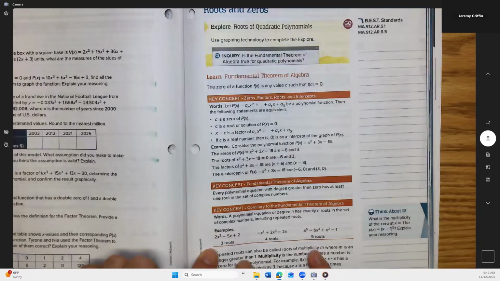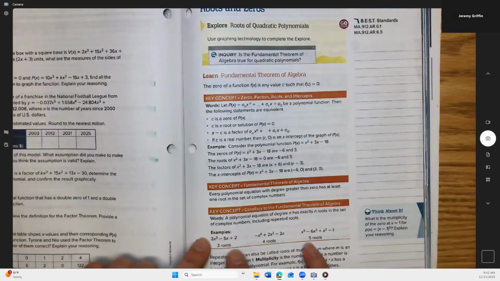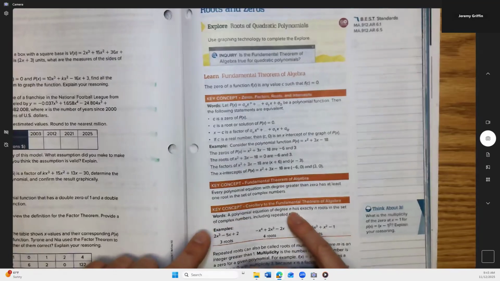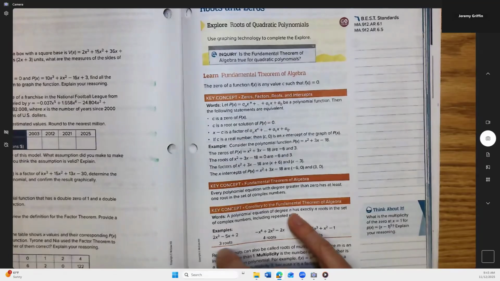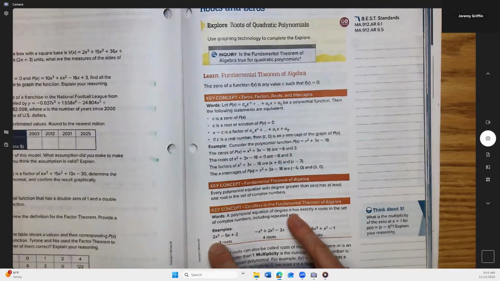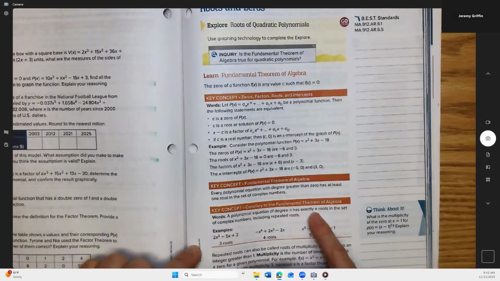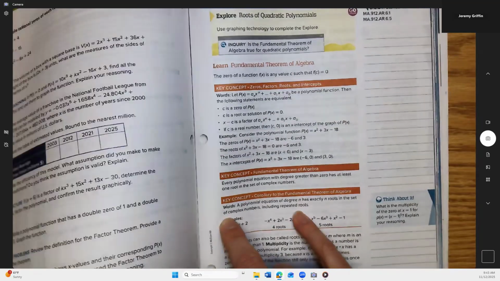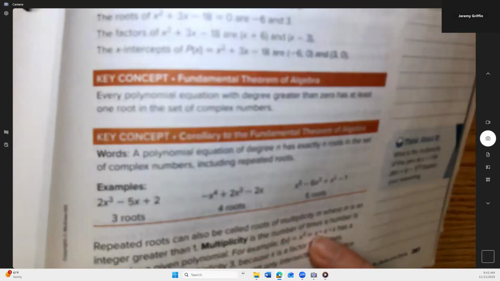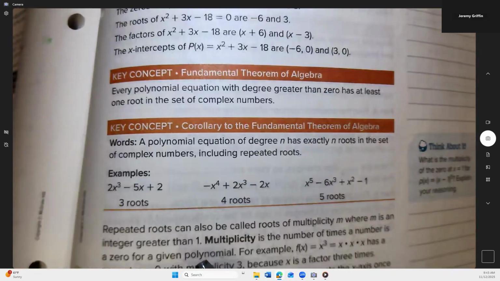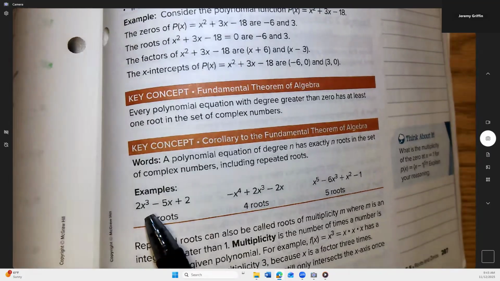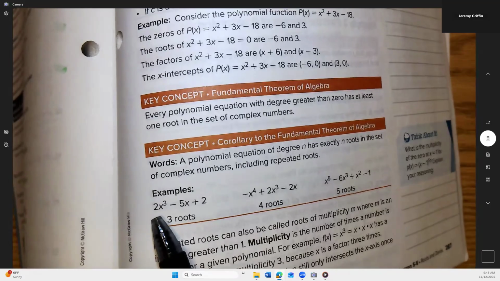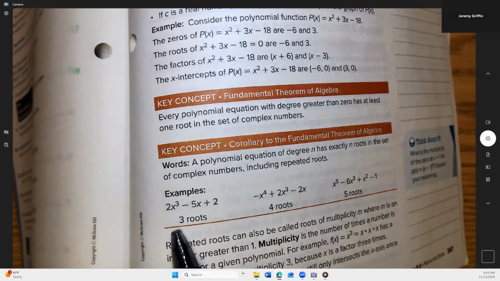Also, there's this corollary here that's interesting: a polynomial with degree n, which you guys know means the highest power on x of some x term, has exactly n roots. Ooh, that's interesting, right? In the set of complex numbers, including repeated roots. To give you some examples, you see 2x to the 3, and then a string of other terms, but wouldn't this be degree 3 because the highest power on x is 3? So there are 3 roots.